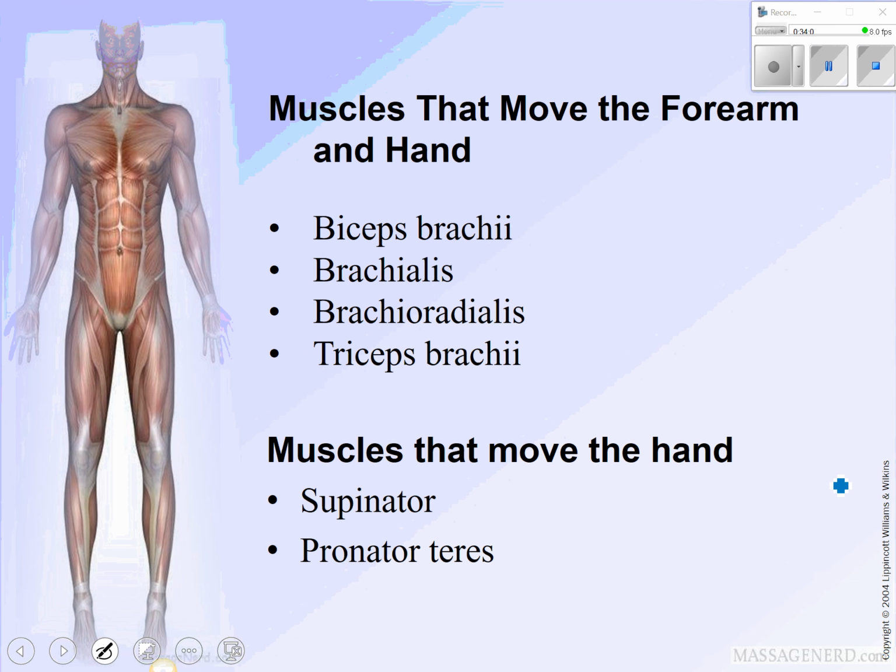This is an outline of the muscles we're going to go over that move the forearm. But just remember, like triceps, tri means 3, it has 3 heads, and bi means it has 2 heads. If it was quads, it would say 4. Also, to move the hand, we're going to talk about the supinator and pronator teres.